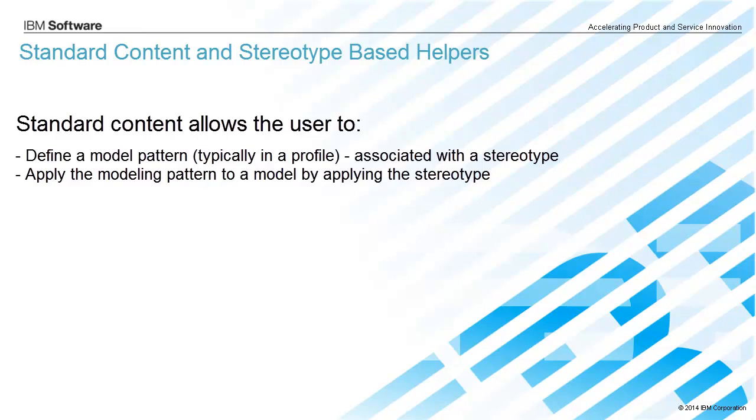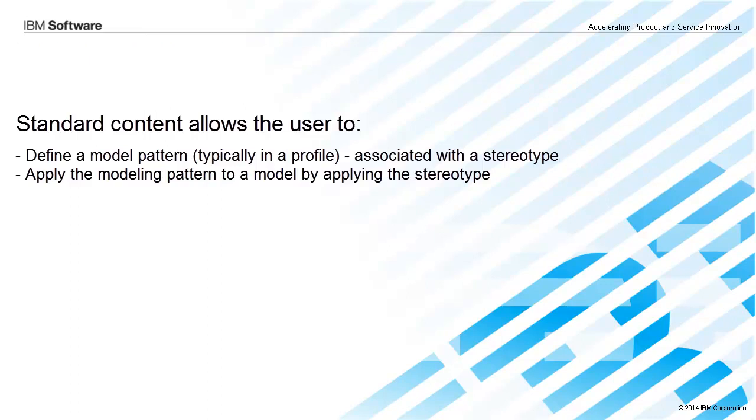Standard content allows you to apply modelling patterns to your model by simply applying a stereotype. Typically, you will create some sort of sub-model, typically in a profile, and associate that model with a stereotype. Then in the real model, when you apply the stereotype, that submodel is recreated. Essentially, it's doing a copy and paste into your model.